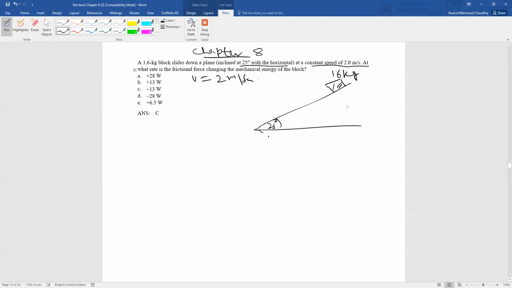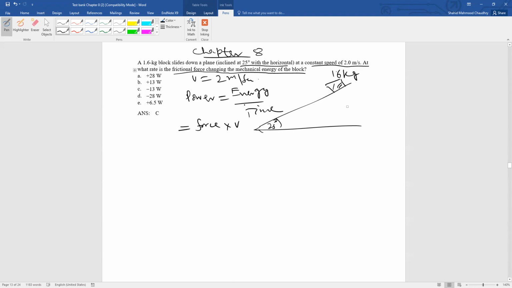It's moving. At what rate is the frictional force changing the mechanical energy of the block? So we have to find the change in mechanical energy divided by the time. Rate means here time. So you know that power is equal to energy over time, or you know that power is equal to force multiplied by the speed.